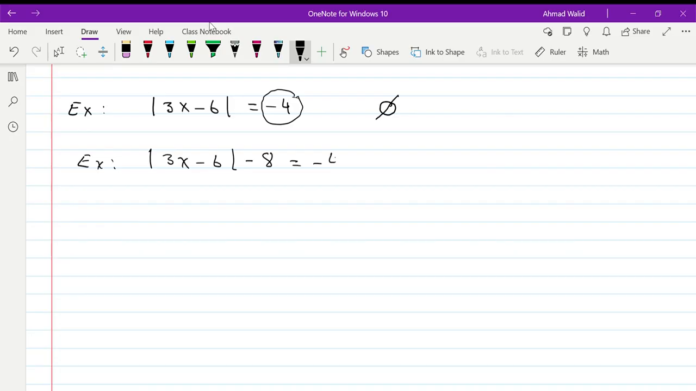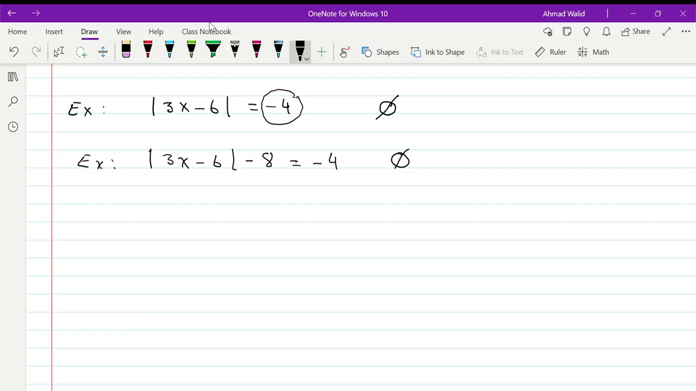Be careful. I'm doing these examples because I told you as soon as you see a negative number on the right side, don't even solve it. The answer is no solution, but be careful. Look at this example. If you immediately write no solution, you are wrong.